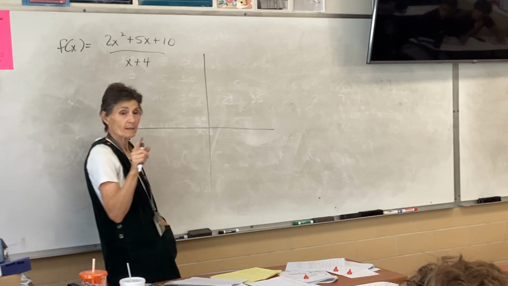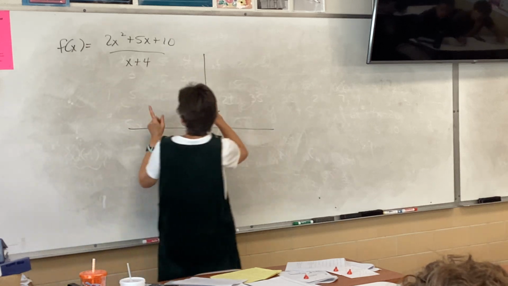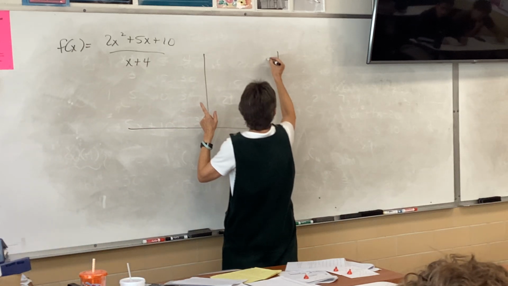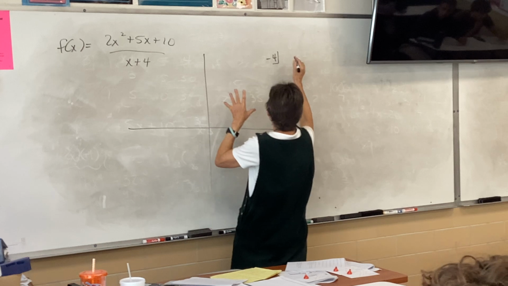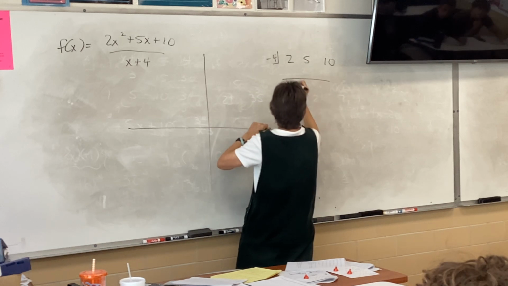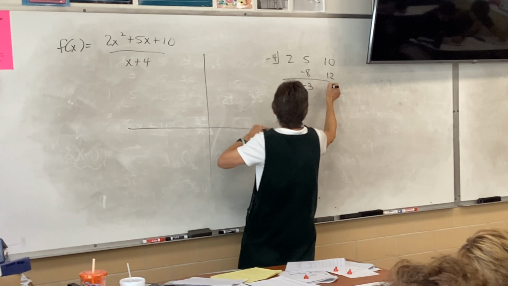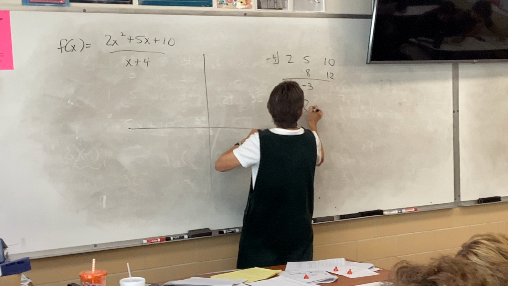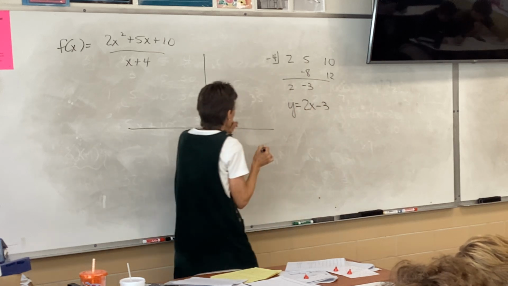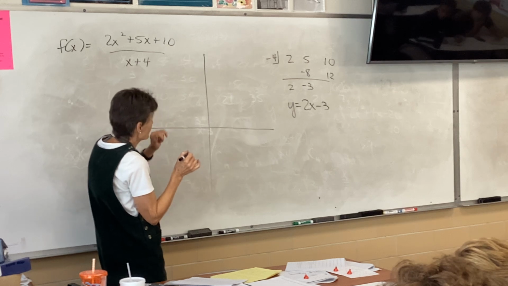Okay, wait, I'm hearing two great things. One thing I heard was do the division. All right, what information is this going to give me? Doing the division is going to give me my slant asymptote. So hopefully, I divided right. I got 2x minus 3, but let me double check that. That's what you got too?